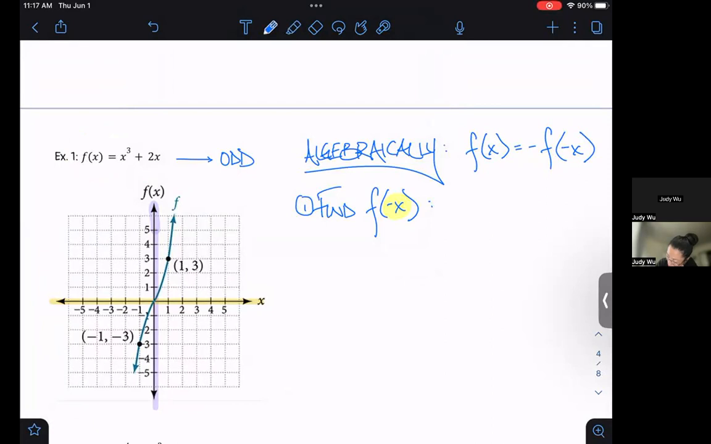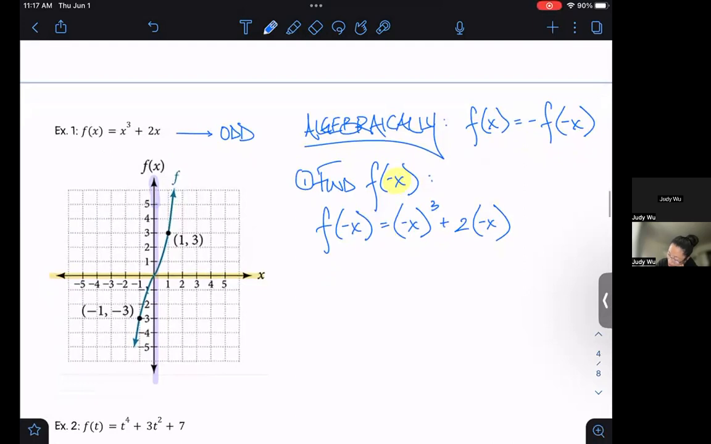Okay, so f of negative x will be negative x cubed, not positive x, plus 2 times negative x. And if we simplify this using what we know about positive and negative numbers, we know that a cube, or an odd power of a negative number, is still negative. And then 2 times negative x is negative 2x, right?